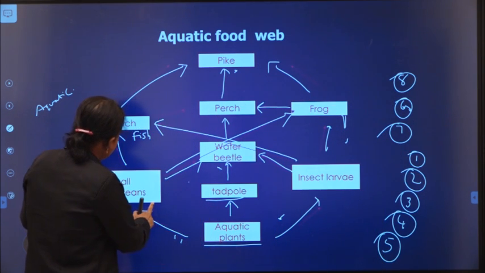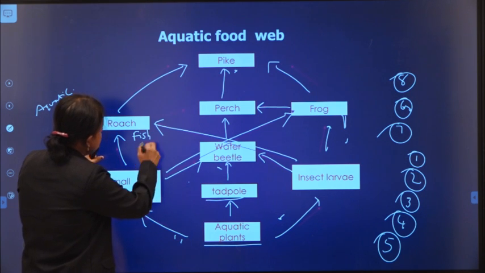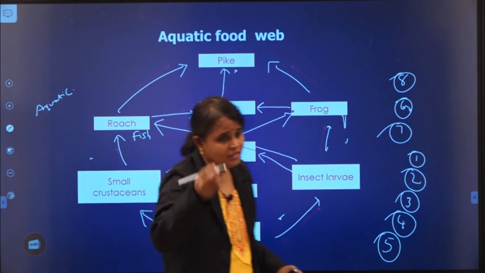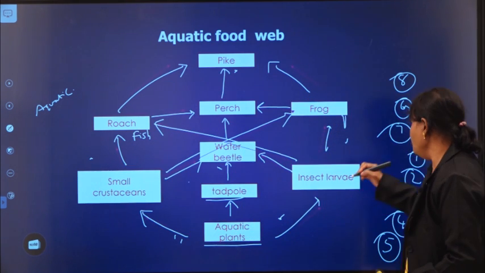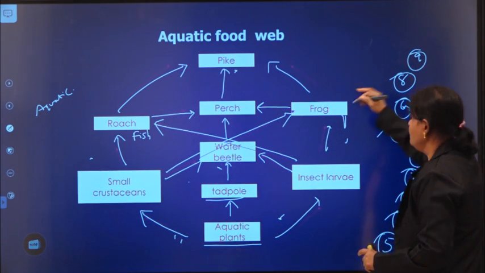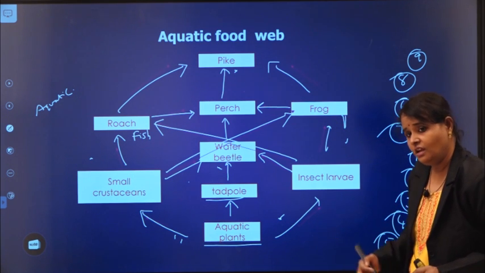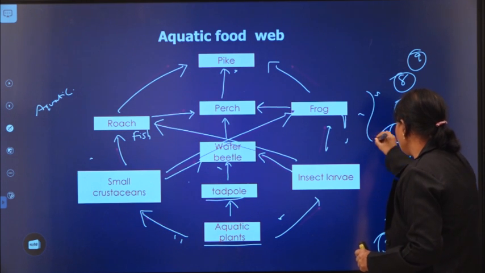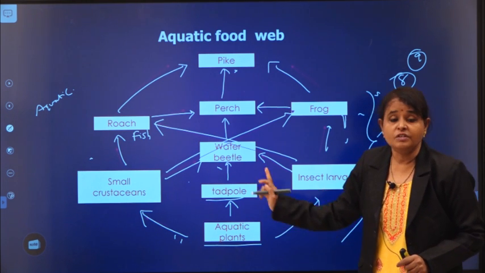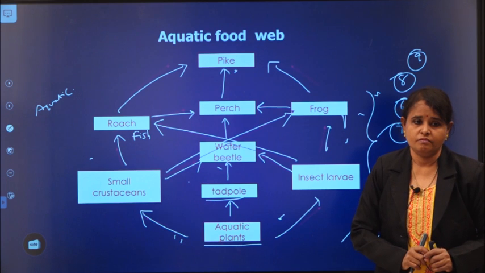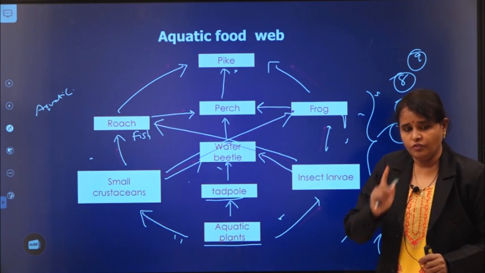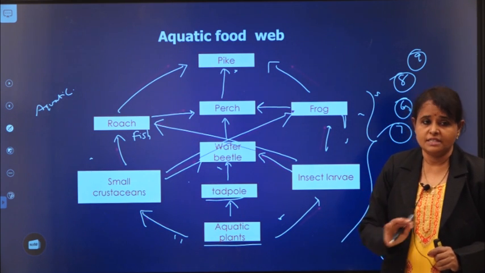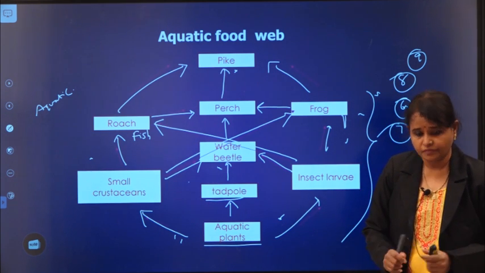Okay. Now here also you can see aquatic plants, small crustaceans, roach, perch to pike. Okay. This is another food chain. Now how many food chains? 9. So here how many food chains are there? 9 food chains are combined together to form a network like pattern, which is known as food web. Okay. So food web, terrestrial food web example, aquatic food web example is completed.